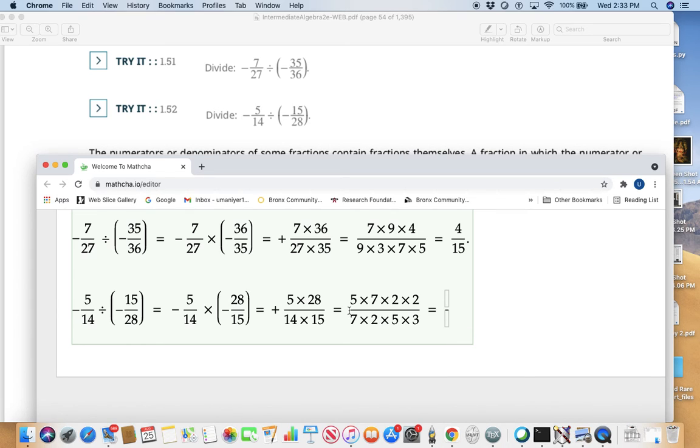Now let's look at cancellations. That 5 cancels this 5. 7 and 2 cancel. Only 1 2 survives above and 1 3 survives below.